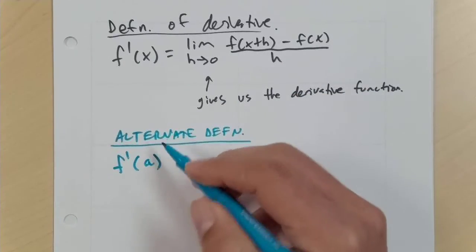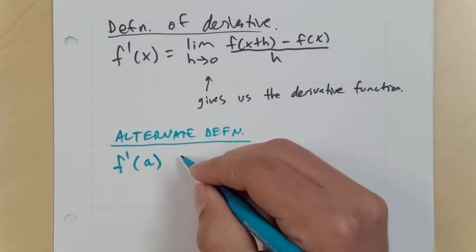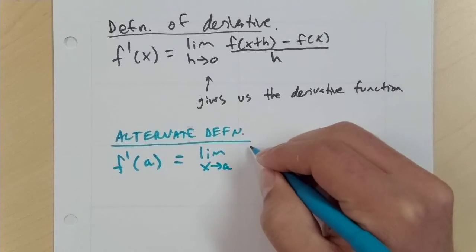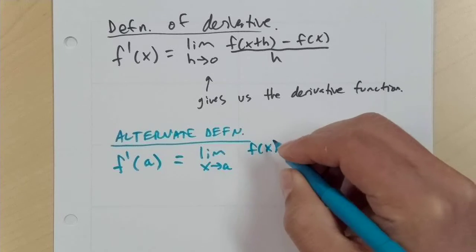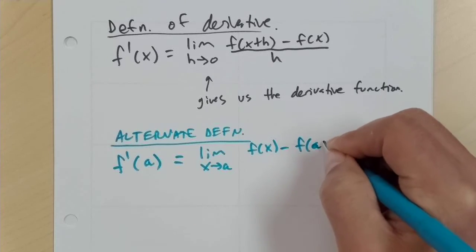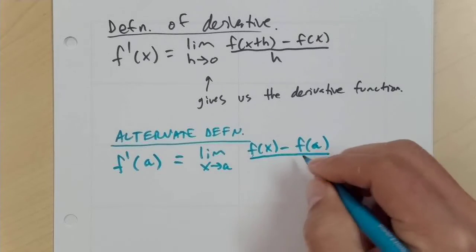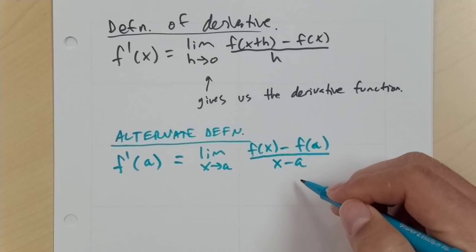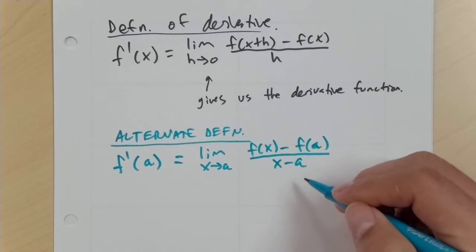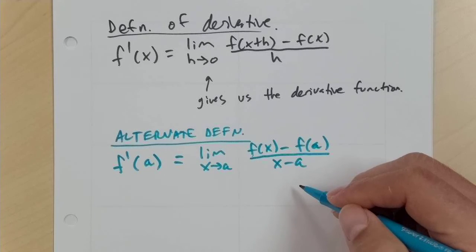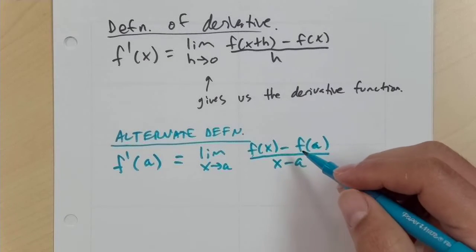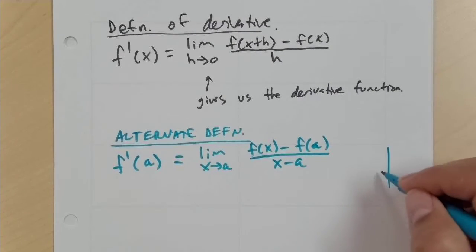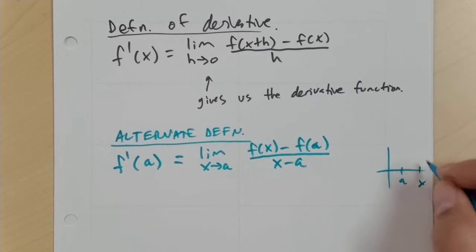So notice the difference. Instead of f prime of x, we have f prime of a. And so now we're going to have the limit as x approaches a of f of x minus f of a, all over x minus a. Notice this is just the average rate of change. Okay, so we're doing the average rate of change from a to x, and we're making x get so close to a that, so here's the picture for it. Here's a, here's x.